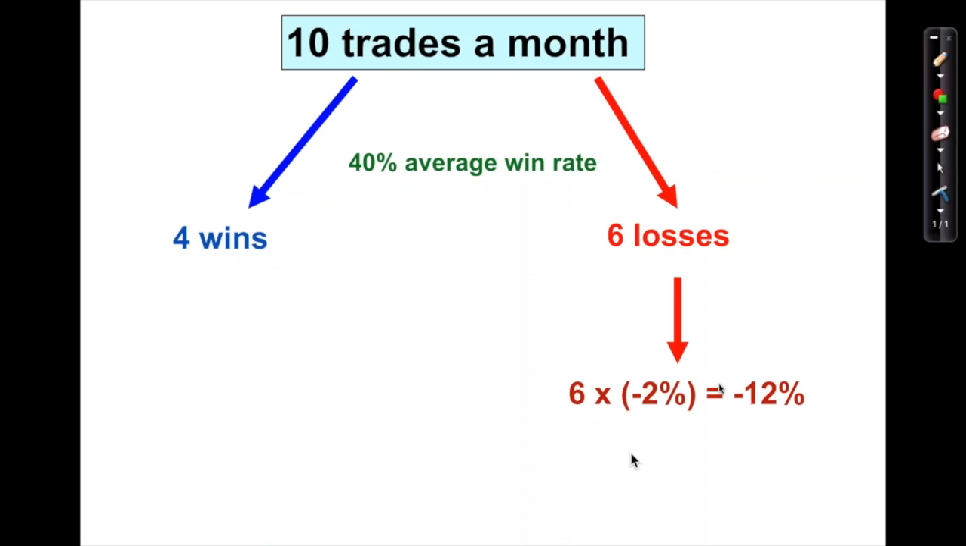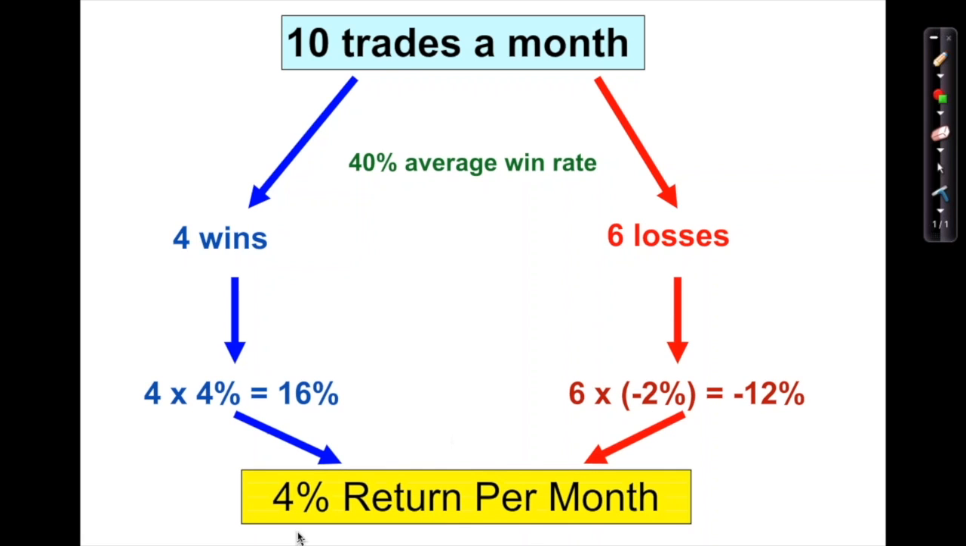But each time you lose 2%, each time you win 4%. Net, you still make 4% a month. And 4% a month times 12 months is 48% a year. Isn't that better than fixed deposit? Isn't that better than CPF or anything like that?